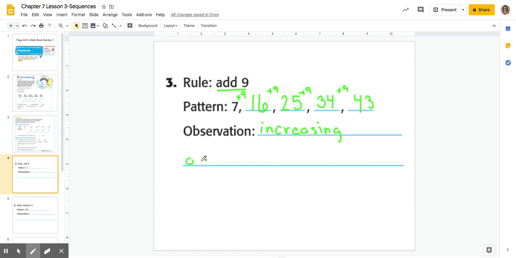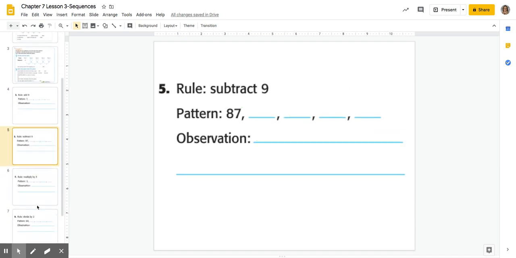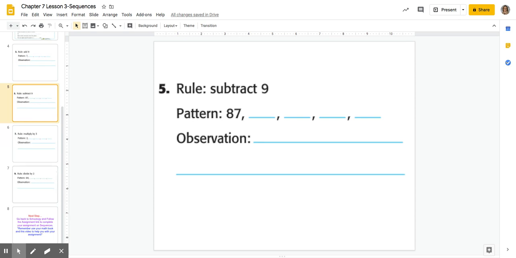So I could write that it's an odd/even pattern. You might notice something else. That's okay. Sorry, my handwriting's a little messy. I'm trying to write with my mouse. That's okay. All right. It's going to be the same thing for all of these as you go through.